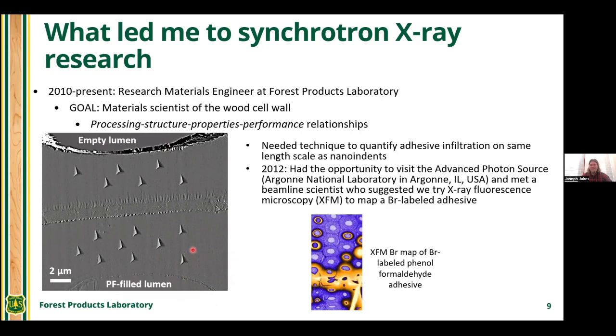So really, I needed a technique to be able to quantify adhesive infiltration on the same length scales as my nanoindentations. It happened in 2012 that I had the opportunity to visit the Advanced Photon Source at Argonne National Lab. And there I met a beamline scientist who suggested that we try X-ray fluorescence microscopy to actually map a bromine labeled adhesive. And you can see in this image here, that I'll talk a little bit more about later, that we did have success. We were able to take a bromine labeled phenol formaldehyde and glue pieces of wood together, then map the bromine to be able to tell us how much adhesive is actually going into those wood cell walls.